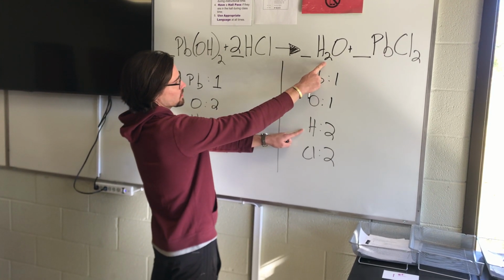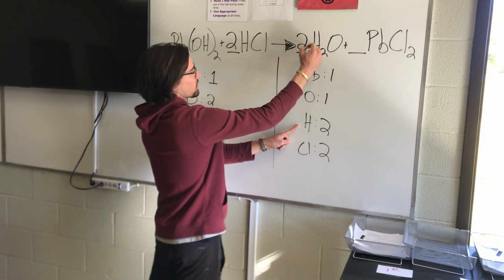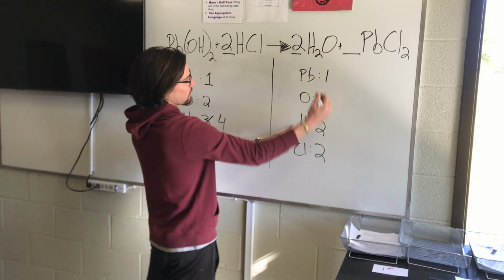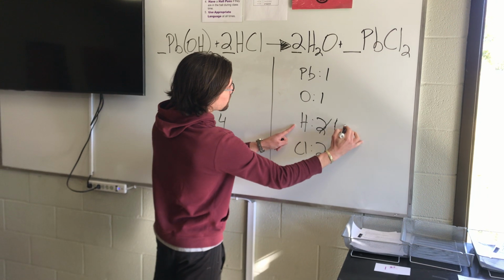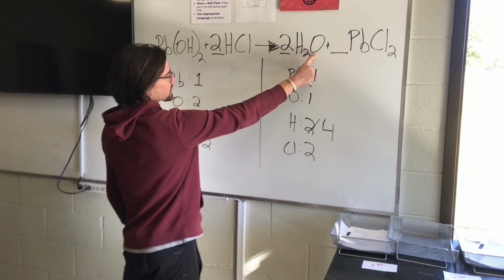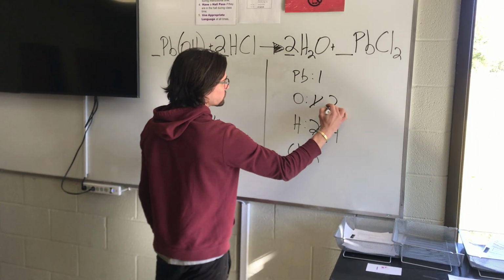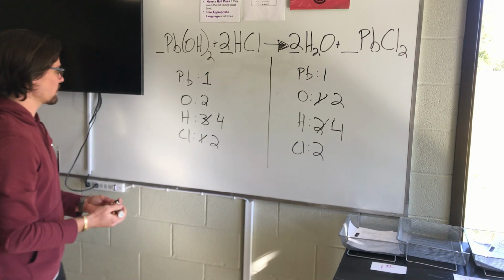I've got a 2 here. I need a total of 4. So in order to balance that, I have to put a coefficient of 2 here. So now 2 times 2 equals 4. Remember, this coefficient is also going to apply to my oxygen, so 2 times the invisible 1 is going to be 2. And unless I'm mistaken, that should be balanced.